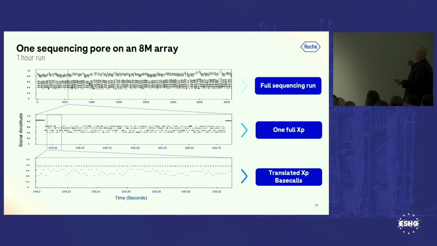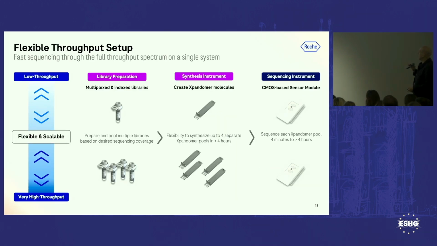Okay, this is now what a single pore would look like on the 8 million array. And you can see that arrow pointing to open channel, which is no expandomer flowing through. And you get an idea of the signal separation of many hundreds of expandomers, maybe even thousands of expandomers going through. But when you zoom in, you can see what one expandomer molecule looks like. That's probably a 900 to 1,000 base sequence, and you zoom in even further, you get an idea of the signal resolution for the translated XP base calls there. So still great signal resolution on the 8 million array.